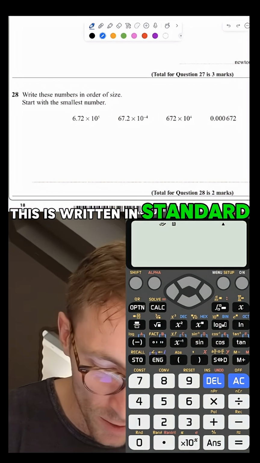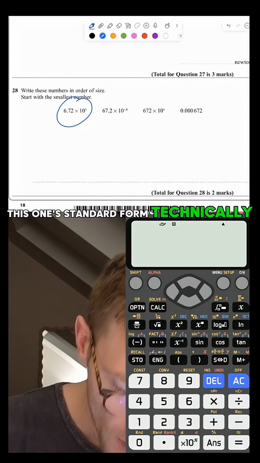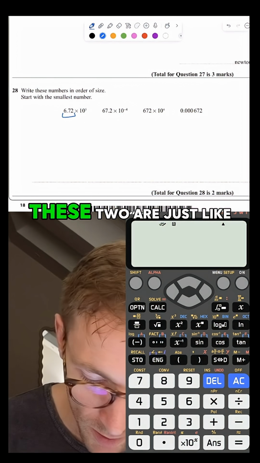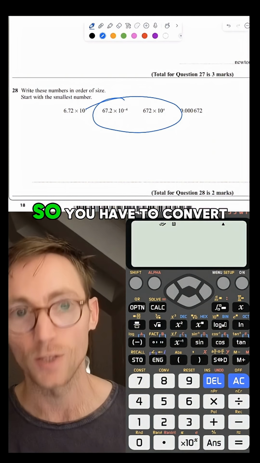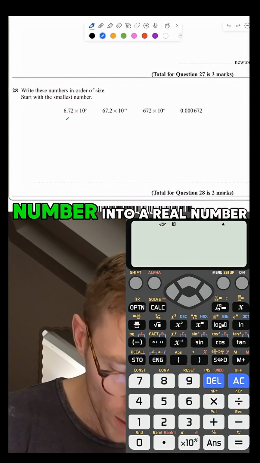This is written in standard form. This one's standard form, technically, because this is between 1 and 10. These two are just weird and annoying, okay? So you have to convert them. You have to convert this number into a real number.